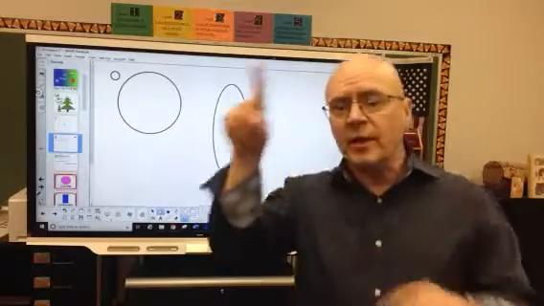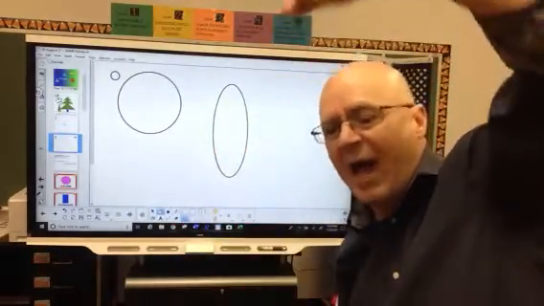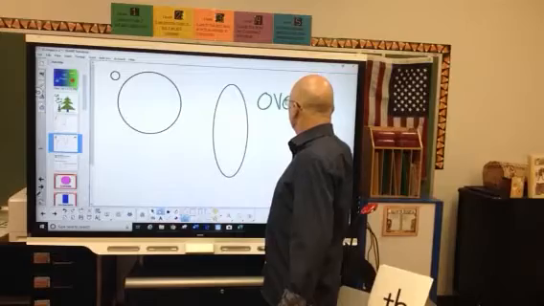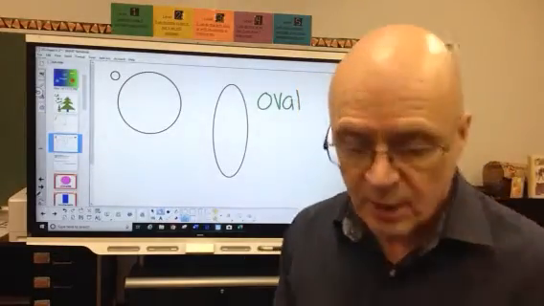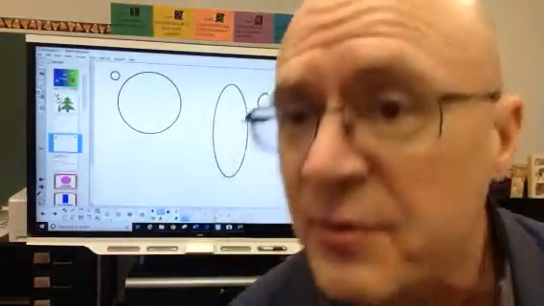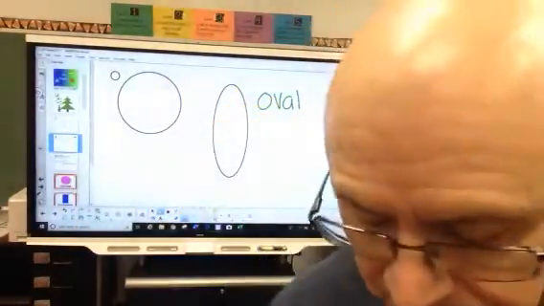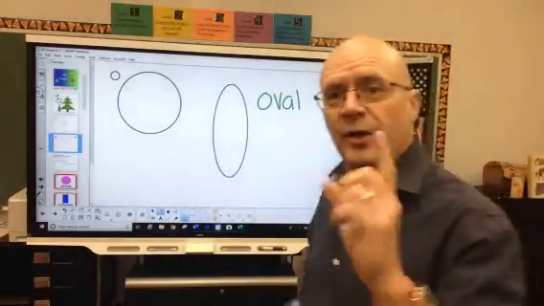See how that's a circle? It's kind of round, but it's got like stretched out. We call that an oval. That's called an oval. So the stretched out brother of a square is called the rectangle, and the stretched out circle is called an oval.